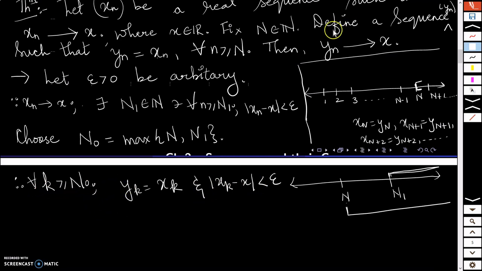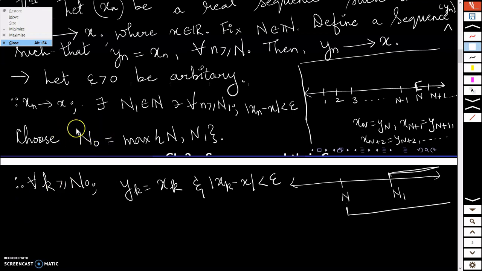Now what we wanted to prove is that the sequence yn converges to x, right? When do you say that a sequence yn converges to x? Given epsilon positive, I should be able to find a natural number such that after the natural number, the difference between the terms yn and x is less than epsilon. This is what I have to establish to say that the sequence yn converges to x.